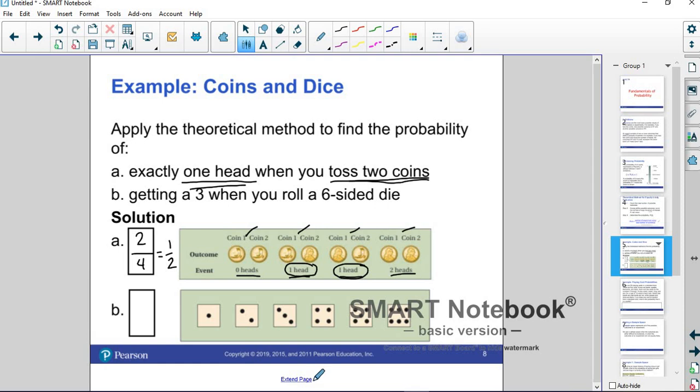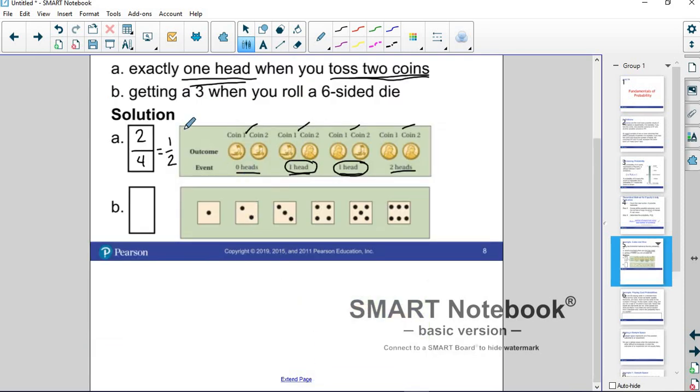Simple enough. Okay. How about getting a 3 when you roll a single 6-sided die? There's 6 different sides. Each one has a different number. One of them is a 3, so there's only one way to get a 3 out of a total of 6 sides. And so the probability that you get a 3 is 1 out of 6, or 1/6.